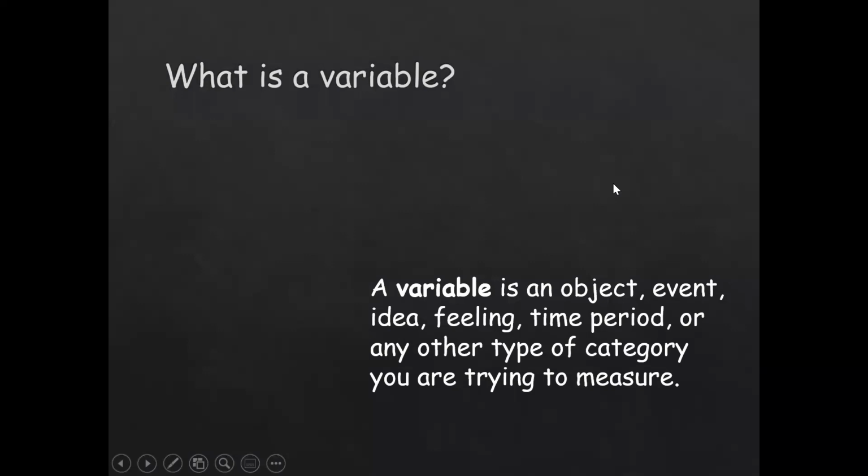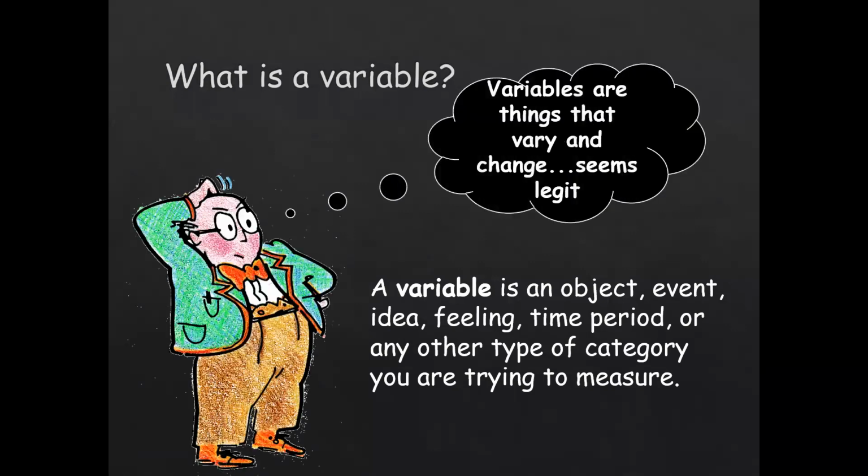Variables. Variables are something that I'm going to stress in our physics class. They're going to vary, right? You get something like variety, various. There are things that can change. Pretty straightforward, right? So in our science class, a variable could be an object, an event, an idea, a feeling using the five senses, a period of time, or any other category that you're just trying to measure. Okay, variables can change and they are measurable.